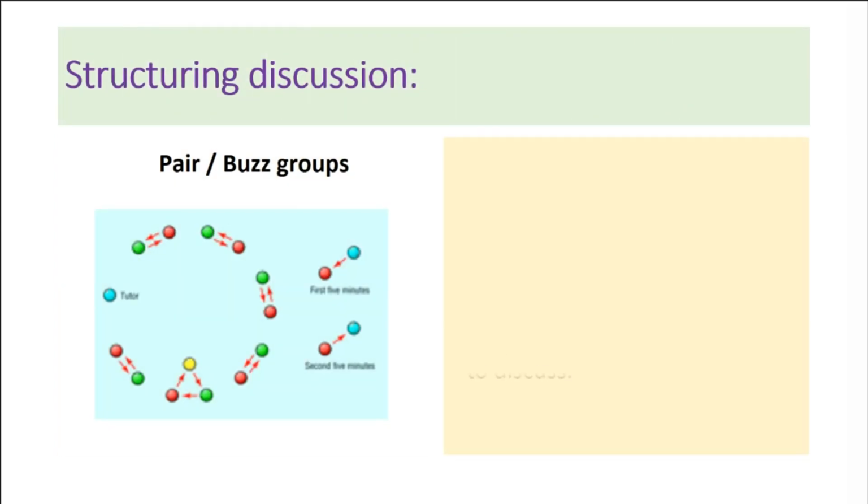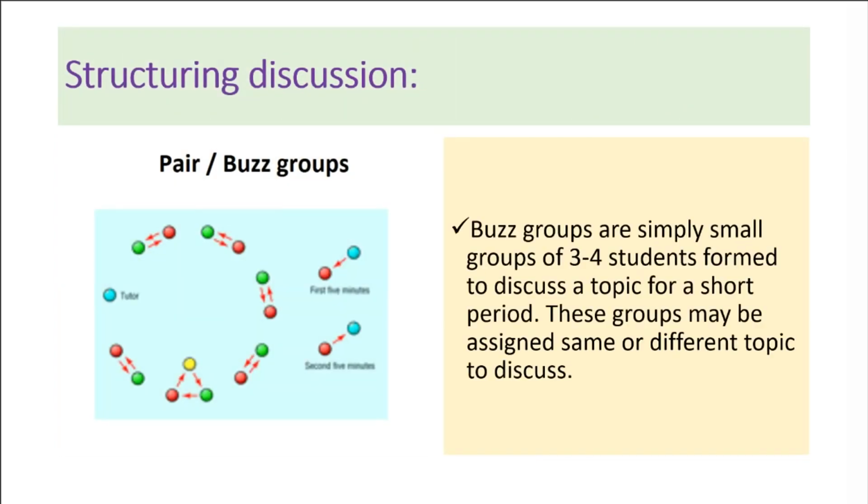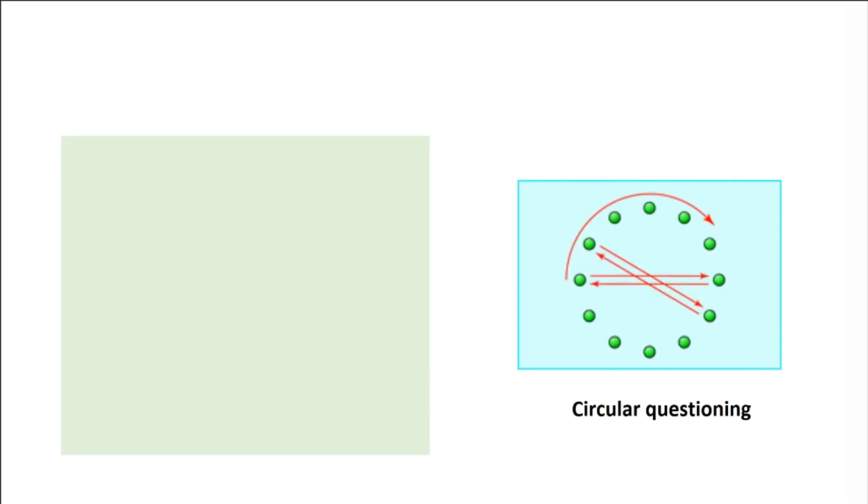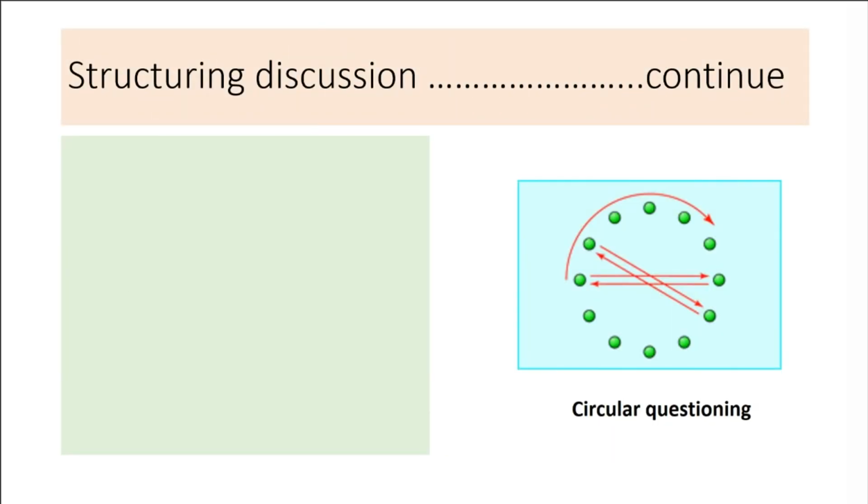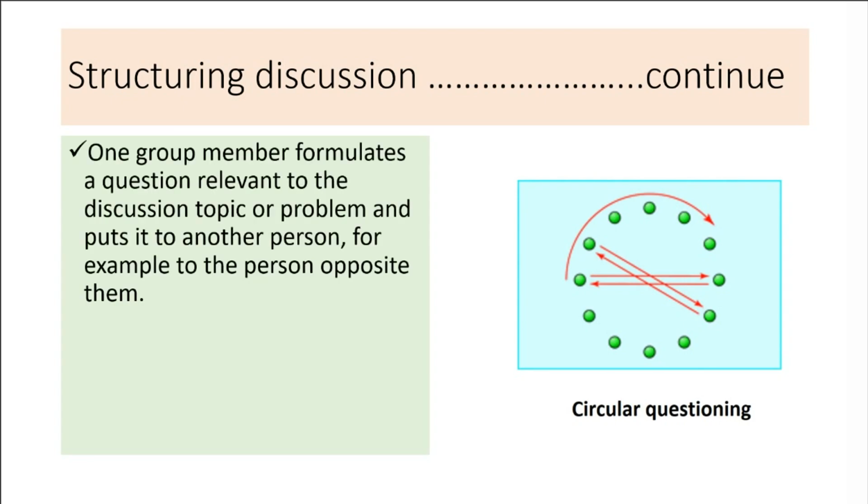Structuring discussion. Buzz groups are simply small groups of 3 to 4 students formed to discuss a topic for a short period. These groups may be assigned same or different topic to discuss. Structuring discussion continue. One group member formulates a question relevant to the discussion topic or problem and puts it to another person, for example to the person opposite them.